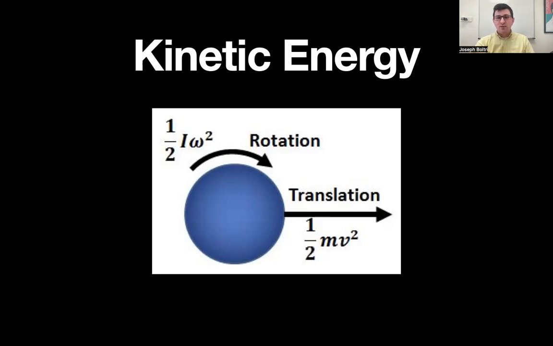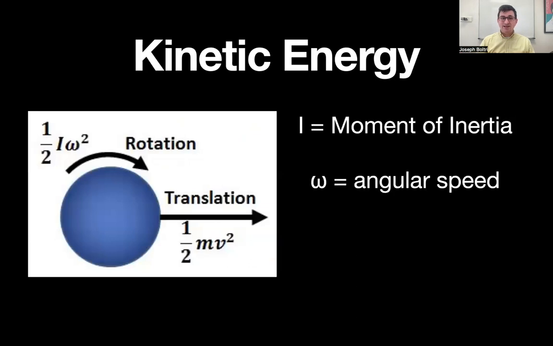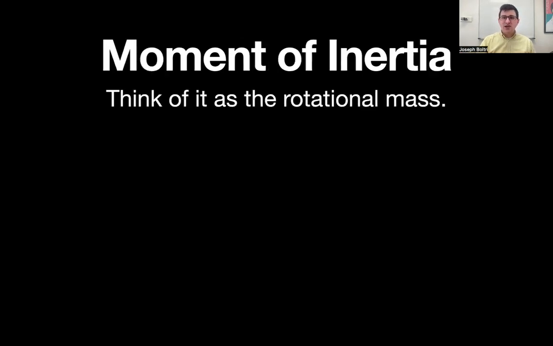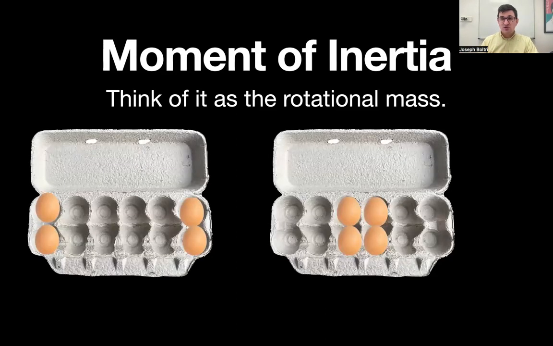Now let's talk a little bit more about what we mean when we say moment of inertia. We can think about the moment of inertia as the angular or rotational mass. So what the heck do I mean when I say rotational mass? Well, to help us think about that, let's think about an egg carton. This is something you can try at home if you happen to have an egg carton around. Just make sure you're being very careful with those eggs.